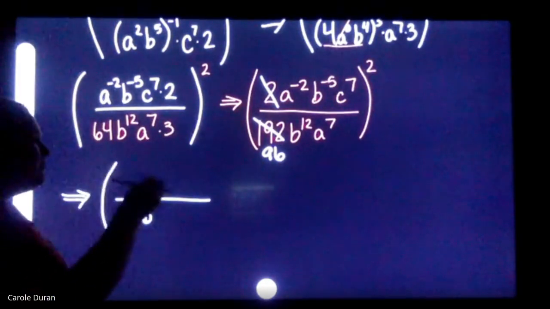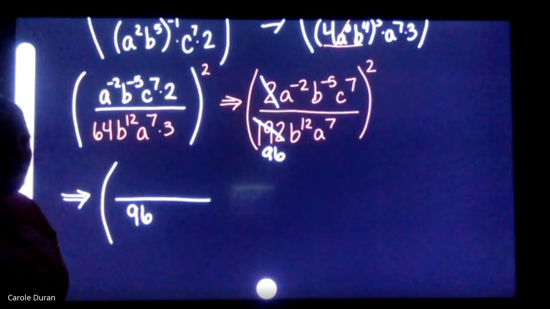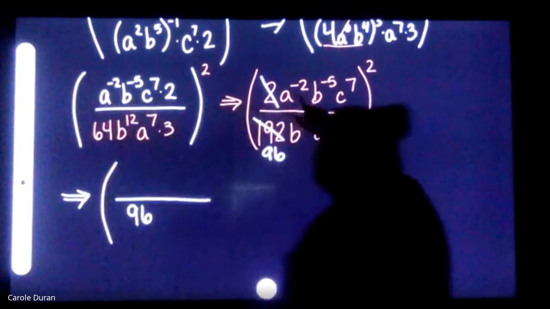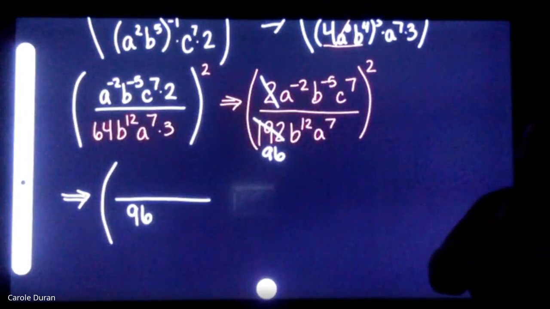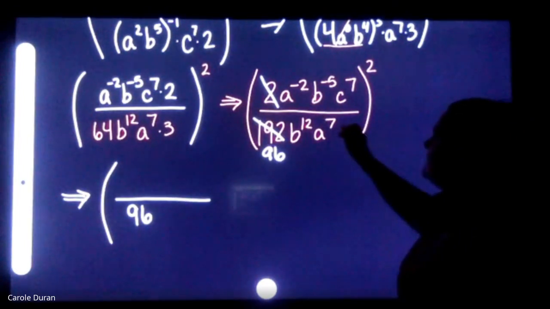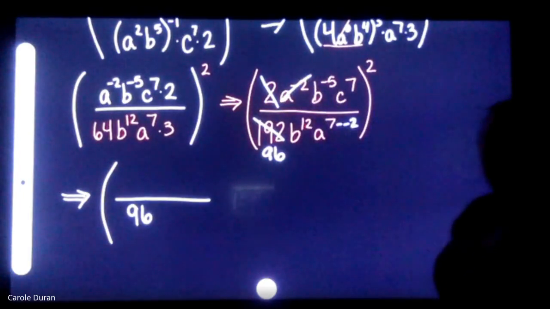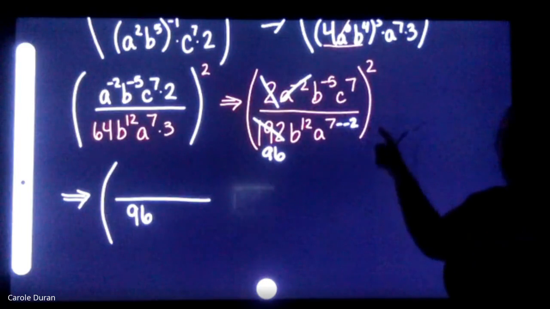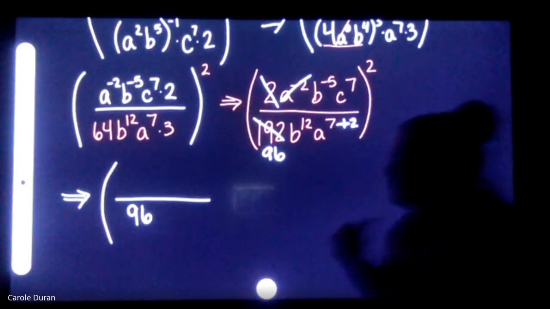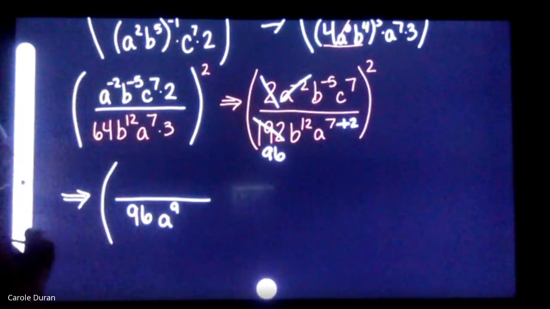Are there A's in both the numerator and the denominator? Yes. Which one's bigger, numerator or denominator? Denominator, because in the numerator, I have A negative 2. In the denominator, I have A 7. 7 is bigger than negative 2. So I'm going to subtract the negative 2 exponent from my numerator. Well, when I subtract a negative, that becomes positive. So then that becomes 7 plus 2, which is 9. So now I have A to the 9th in my denominator.